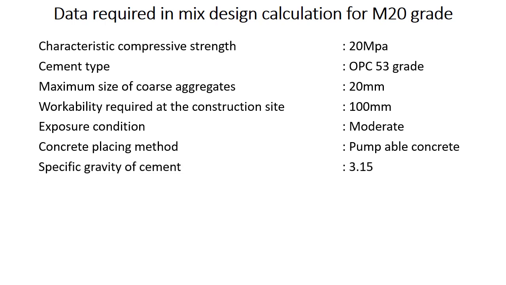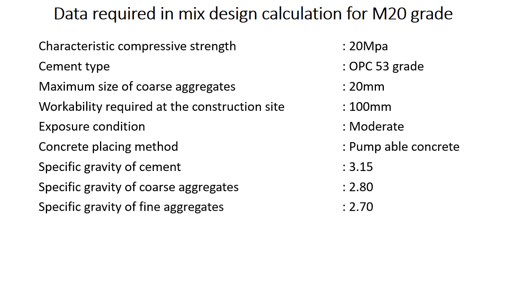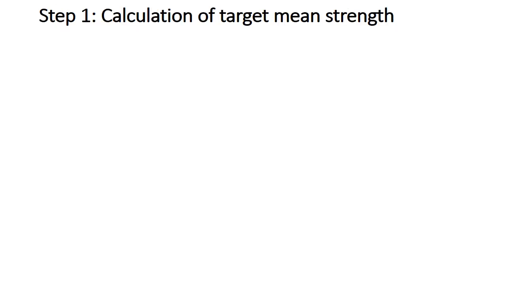Specific gravity of the cement is 3.15. Specific gravity of the coarse aggregate is 2.8. Specific gravity of the fine aggregate is 2.7. Fine aggregate is conforming to zone 2 as per IS 383. So step number 1, calculation of target mean strength.